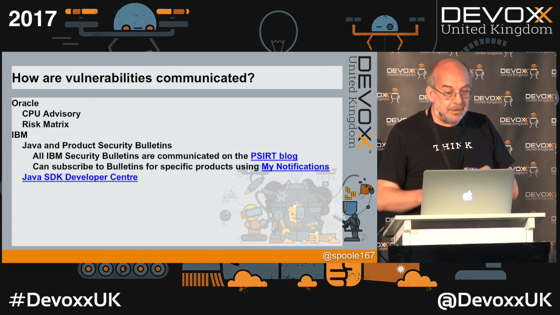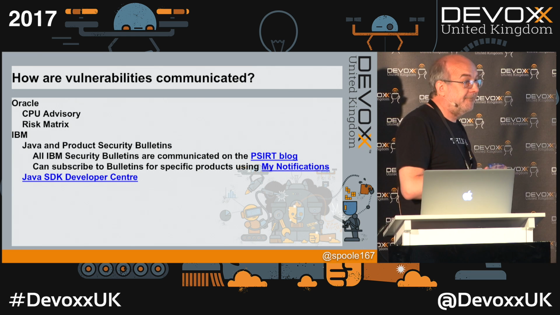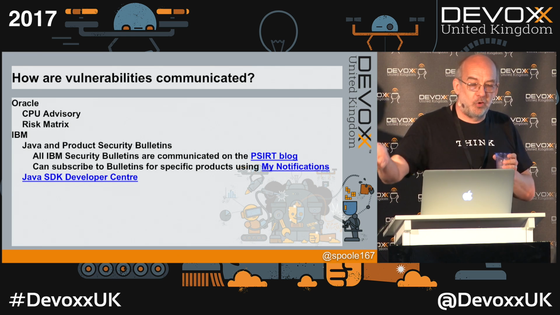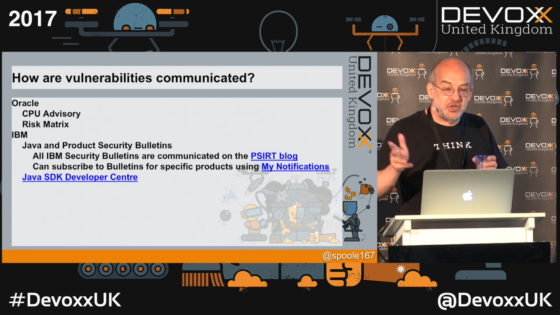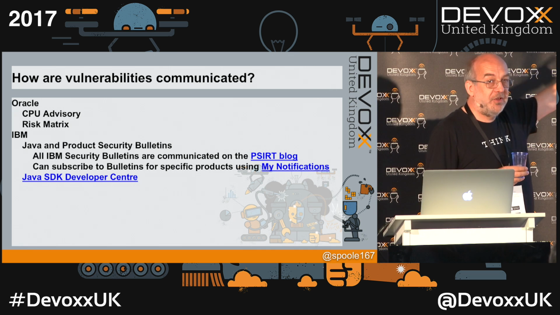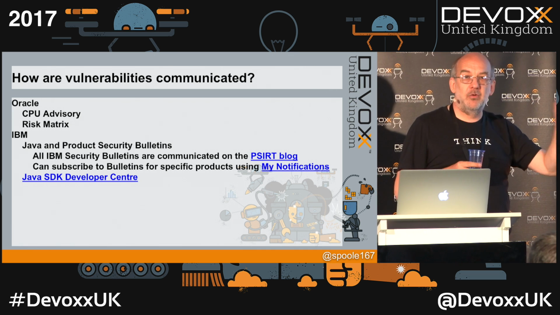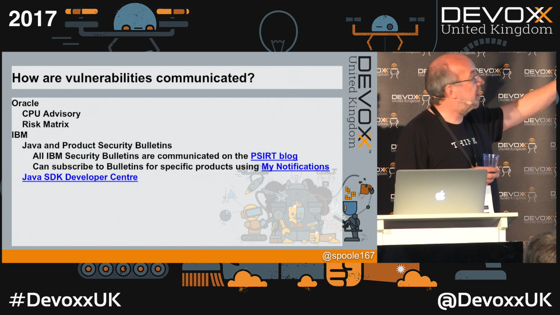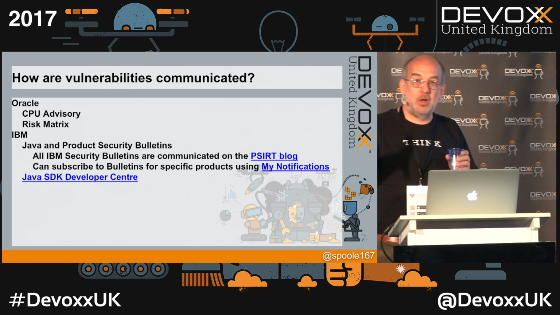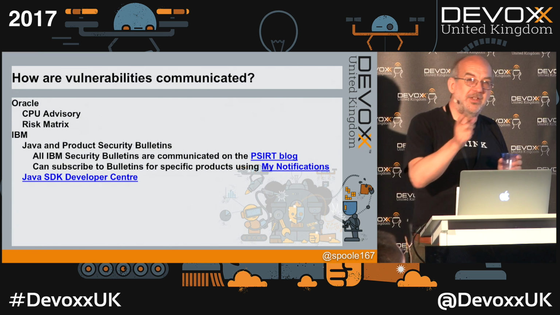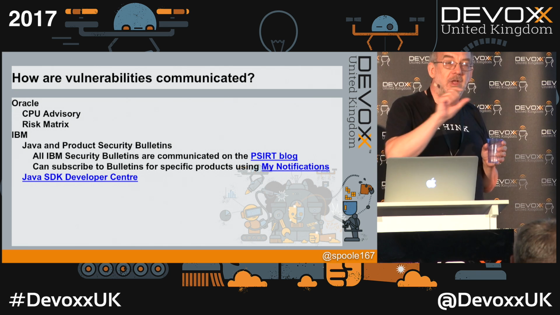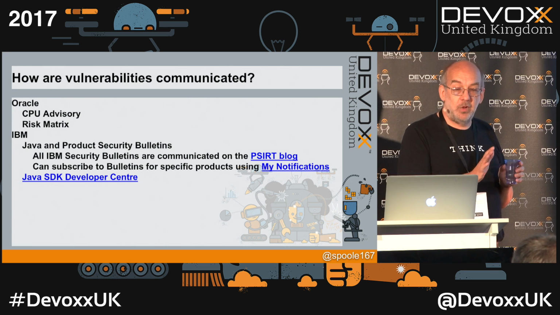Okay, so how they're communicated. We've got a process, we've got commonality, we've got scoring. There are a whole bunch of ways. Oracle have the CPU advisory, which you can get through emails, lists, etc. IBM does the same, with blogs and notifications. We are publishing all the time what's going on. As I said, you won't get to see the detail. You'll get to see CVE descriptions and scoring, and that's all you're going to get.